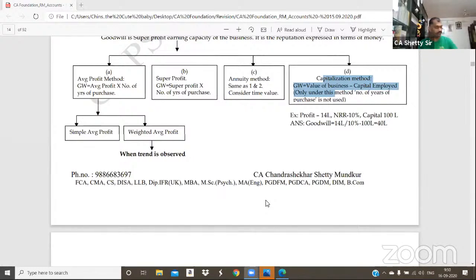PP or fixed asset, PP 400. Next, current assets 250. Leave two lines and write P&L debit balance 50. Next line, total 700. Next line, PP current cost, the market value 800.